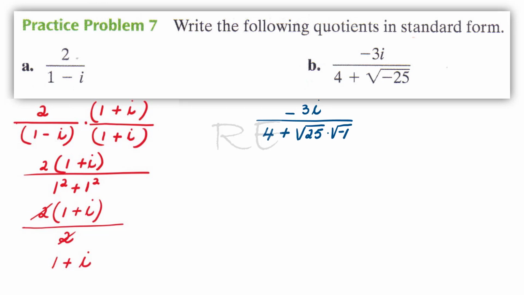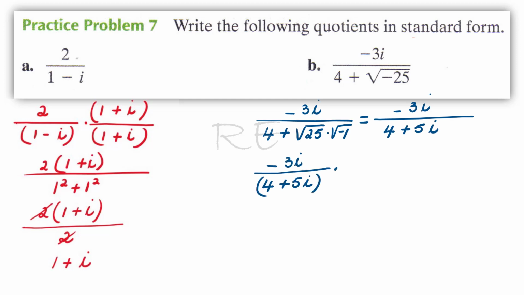First, we will simplify the denominator. 4 plus square root of negative 25 is 4 plus square root of 25, which is 5, times square root of negative 1, which is i. Now negative 3i divided by 4 plus 5i will be multiplied by 4 minus 5i over 4 minus 5i, which is the conjugate of the denominator.